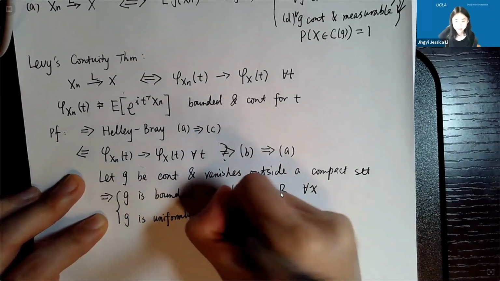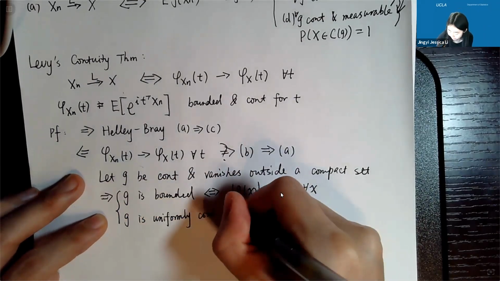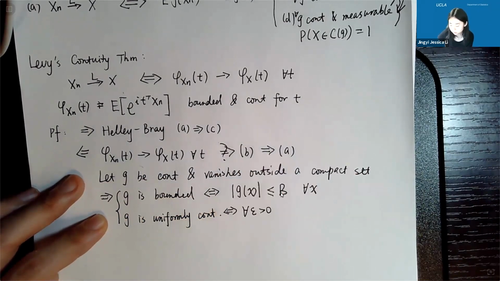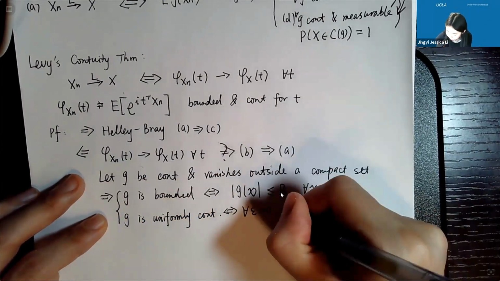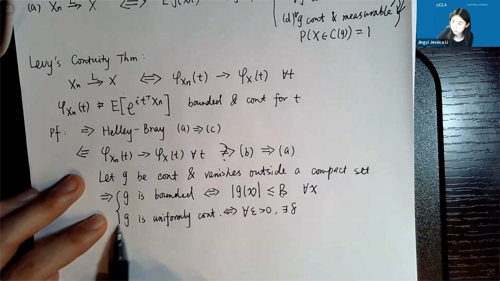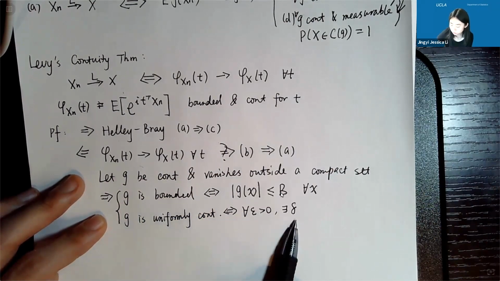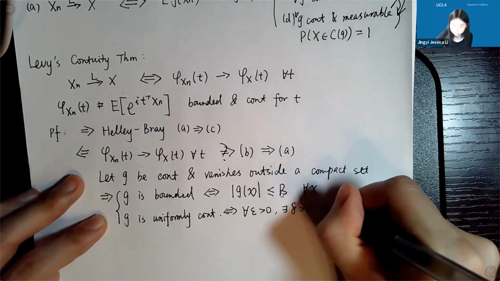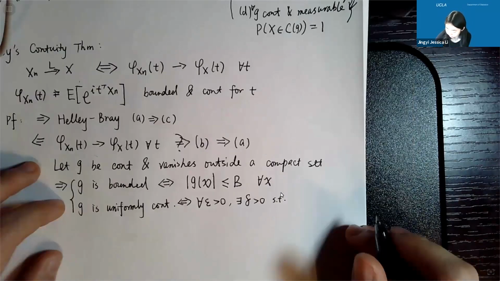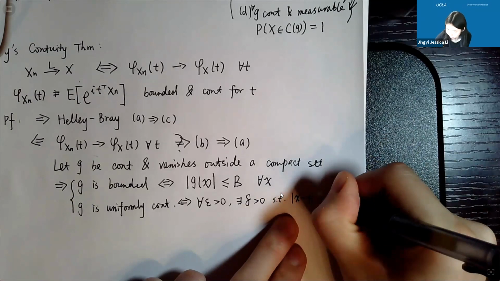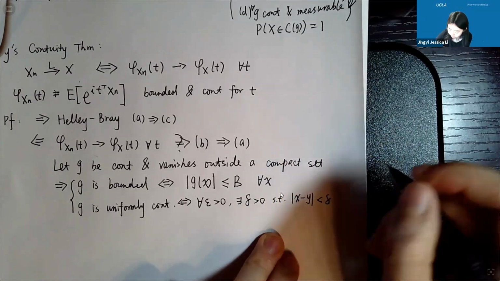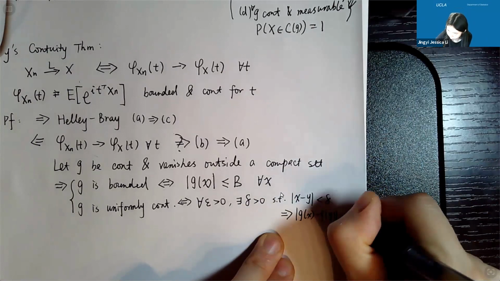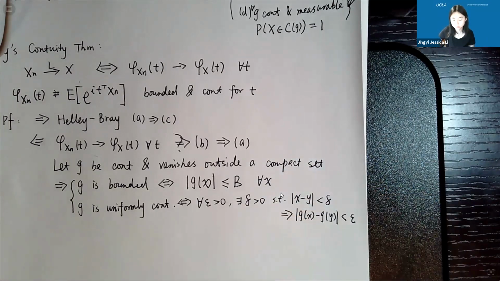What does this mean? This means that given any neighborhood size in the value of g, given any epsilon greater than 0, we can find a neighborhood size in the domain of g, delta, that has nothing to do with this epsilon, such that whenever we have x and y with distance less than delta, then we have g(x) and g(y) differ by at most epsilon. This is the definition of uniform continuity.